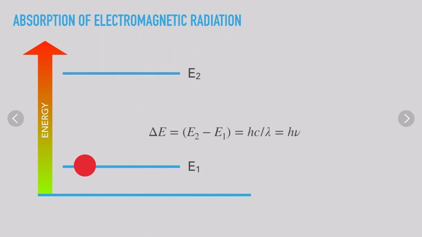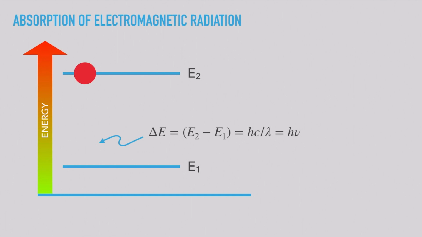So suppose the difference is delta E. If the delta E is equivalent to a particular frequency h nu, then this molecule can be easily excited and jump into the first excited state. So that is absorption. That's why it can absorb only a specific frequency which corresponds to that energy difference.